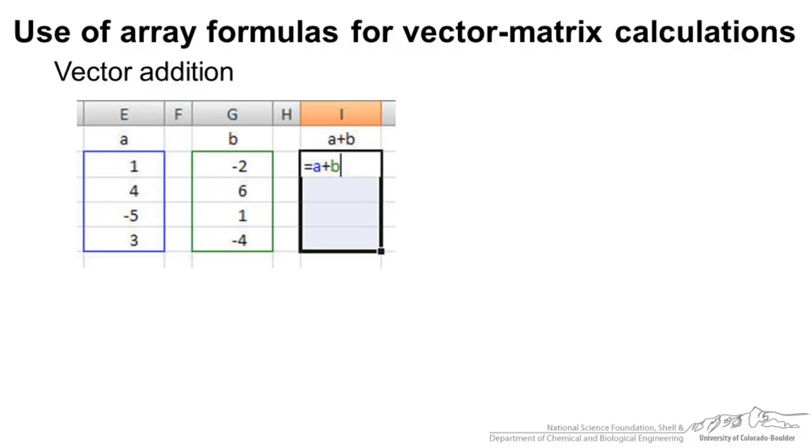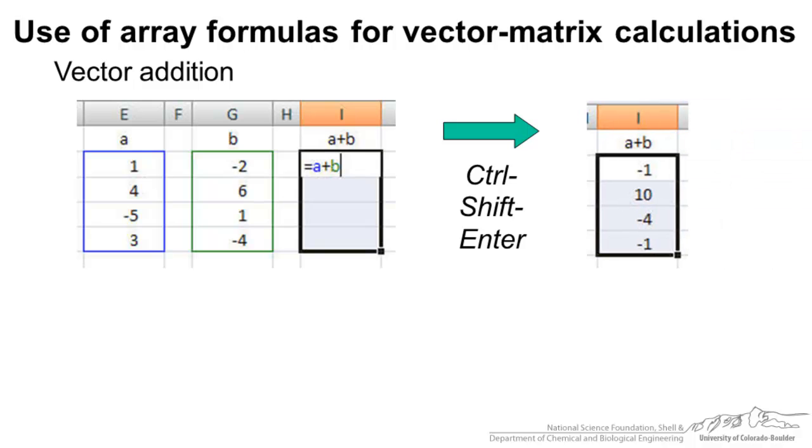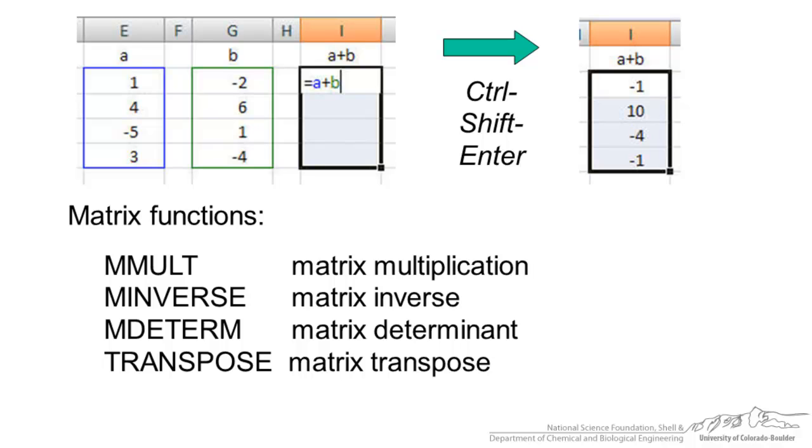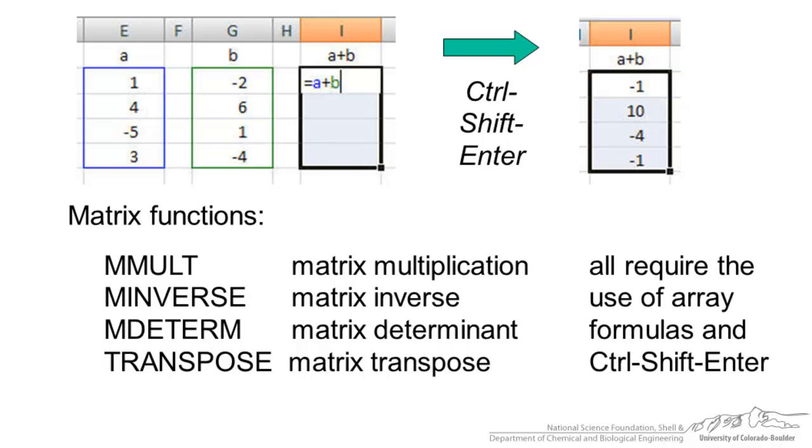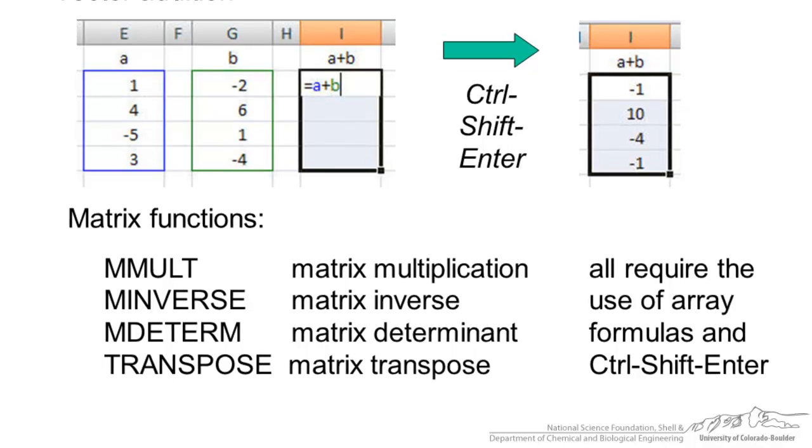So for example, if we wanted to add these two vectors, A and B, we can name those two ranges. The first one A, the second one B, and then in column I could highlight cells I2 to I5, type in the formula equals A plus B, then I could do Control Shift Enter, and that will add those two vectors. There are a lot of other types of matrix functions in Excel. We have the MMULT, which is matrix multiplication, the MINVERSE, which is the inverse of a matrix, MDETERM, that's the determinant, and TRANSPOSE. They all require the use of array formulas and then Control Shift Enter.